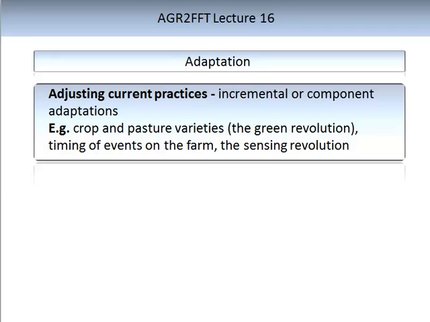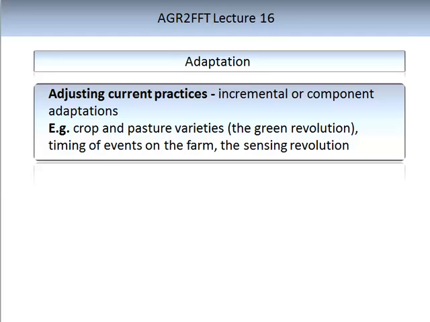In this article, Richard looks at adaptation aspects. He makes a number of worthy comments, such as adjusting current practices. In order to facilitate adaptation, incremental or component adaptations will need to be made. This is such things as looking at crop and pasture varieties. I guess this will build on from the Green Revolution and using state-of-the-art molecular and current breeding trends.